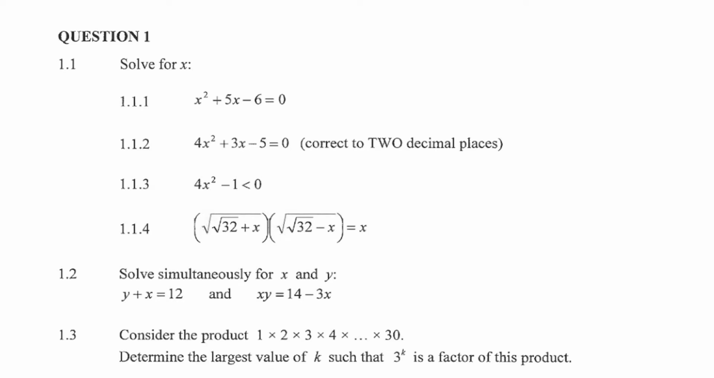All right, 1.1.3, we have a quadratic inequality, and that is 4x squared minus 1 is less than 0. So how do we solve this quadratic inequality? We will have to take the minus 1 from the left hand side to the right hand side. We'll do that by adding 1 and also adding 1 on the right hand side. This will be equal to 0. So 4x squared will be less than positive 1, because 0 plus 1.